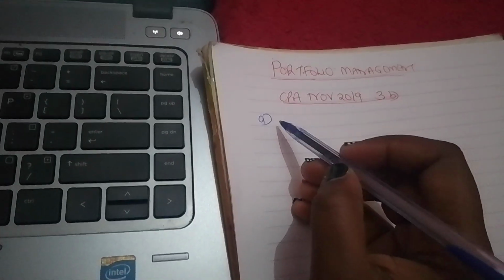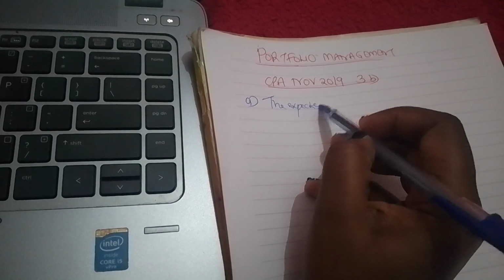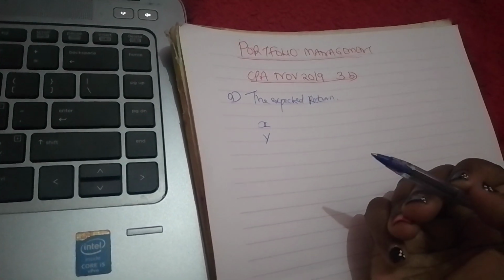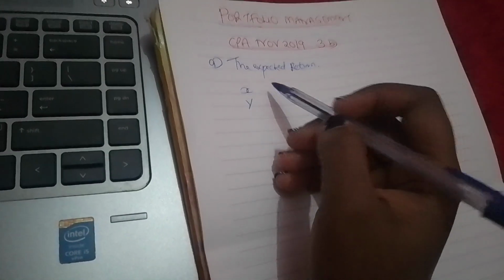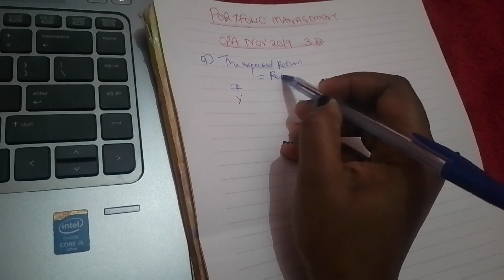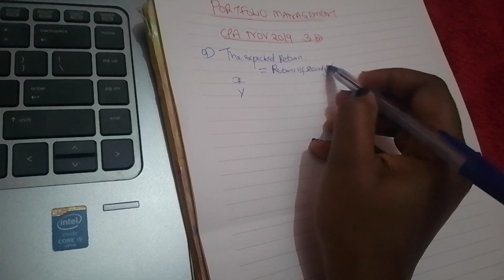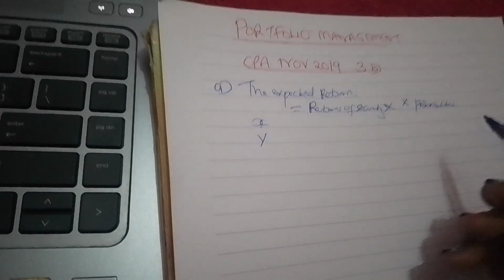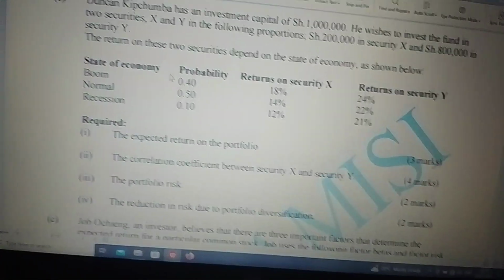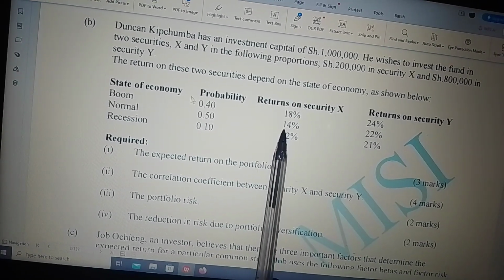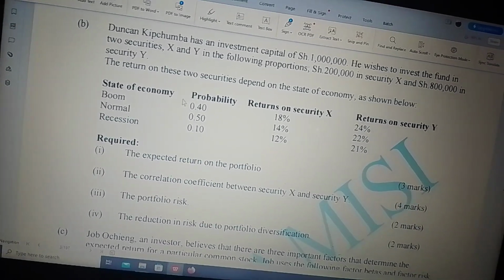So that's the first thing I want us to understand, how to calculate the expected return of individual security. You have been given security X and security Y. For the security X, the formula that we use is, you take the returns of security X, then you multiply by their probabilities. In security X, you have been given returns 18% with probability 0.4, the other one 14%, 0.50, 12% and 0.10. So they are the ones that you are going to multiply, so you get their summations.